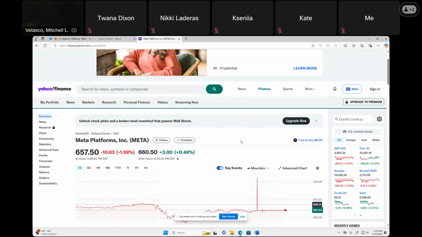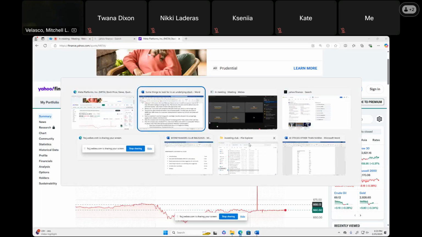I'd actually owned Meta many years ago when they went public, and I sold it like a year later. But that's because I bought Apple, so it was a good swap. But this is the first time in a few years that I'm buying Meta again. I'm confident that they're going to be one of the leaders in AI.